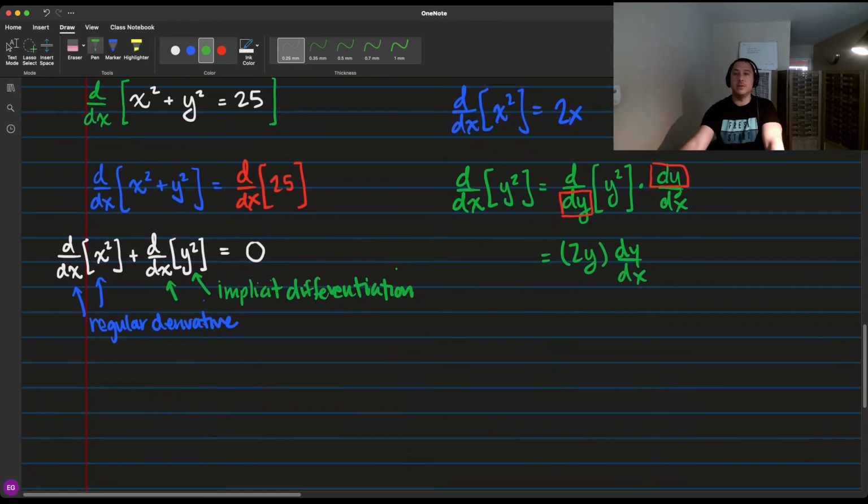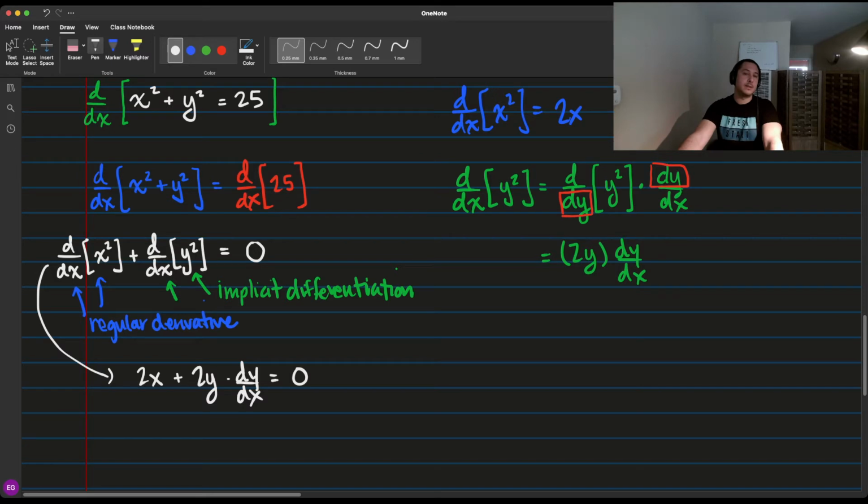Now you plug these into your equation. The derivative of x squared with respect to x is 2x. The derivative of y squared with respect to x is 2y times dy dx, and it's all equal to 0 because you had the constant over there.